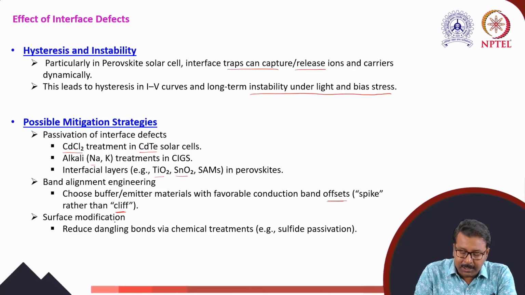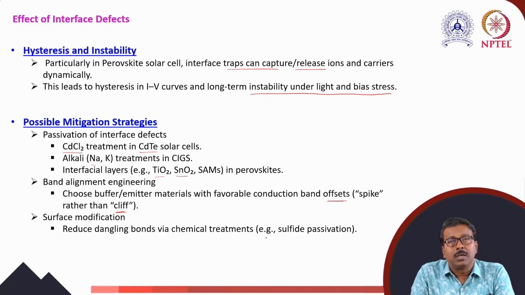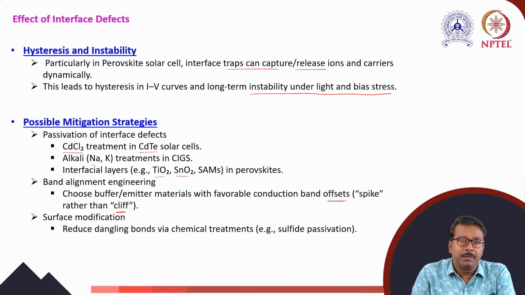And surface modification: reduce the dangling bonds via some chemical treatment. So sulfide passivation, and sometimes amorphous silicon is passivated through hydrogen, so that's why it is called hydrogenated amorphous silicon. So basically you are trying to reduce the impurities either in terms of chemical treatment or in terms of band alignment engineering. So these are the possible mitigation strategies. These all come under the chemical type of passivation.